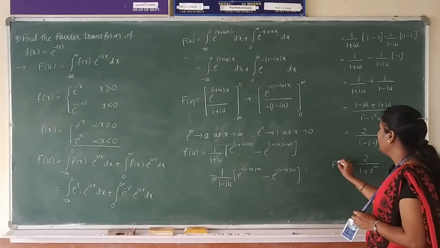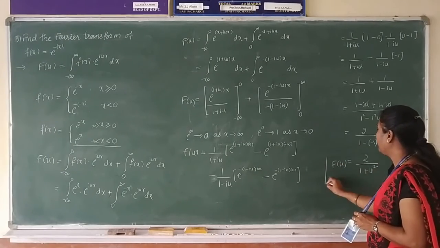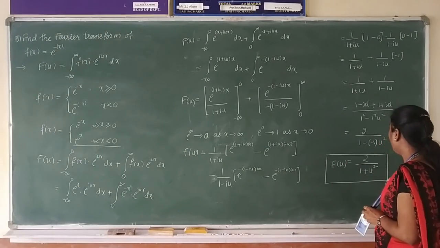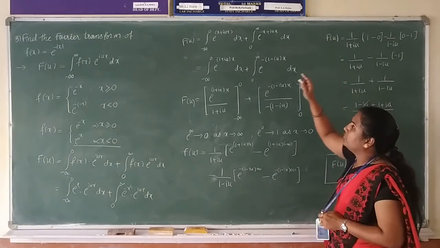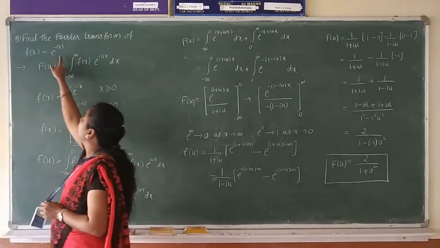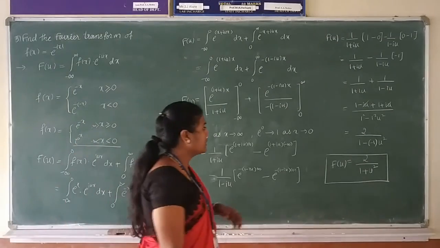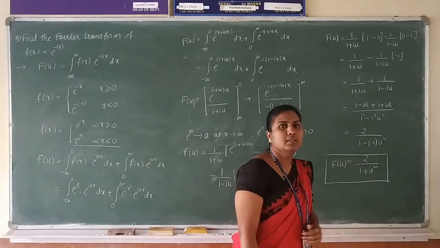This is nothing but the required Fourier transform. F of u is equals to 2 upon 1 plus u squared. F of u is nothing but the Fourier transform of this function. Fourier transform of this function is 2 upon 1 plus u squared.